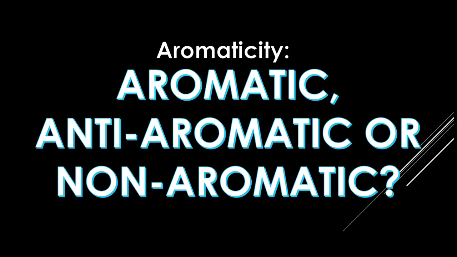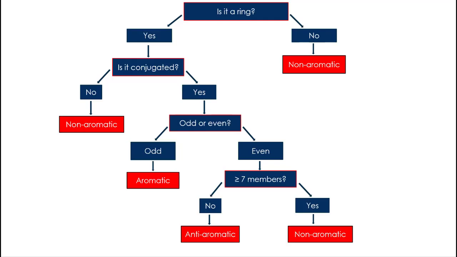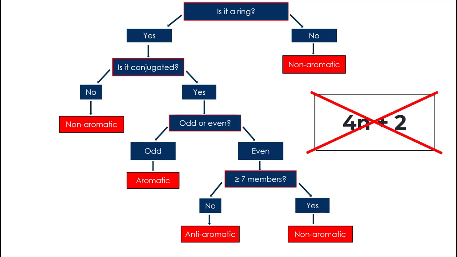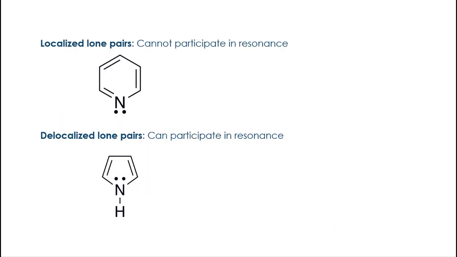Hey guys, it's Lexi, and in this video I'll be giving you a flowchart to easily be able to determine if a molecule is aromatic, anti-aromatic, or non-aromatic. I'm going to give you some examples of how to use this flowchart to determine if a molecule is aromatic, anti-aromatic, or non-aromatic. First, let's review localized and delocalized electron pairs.